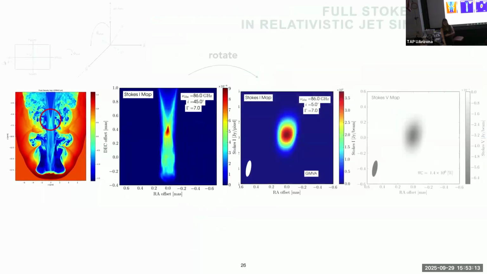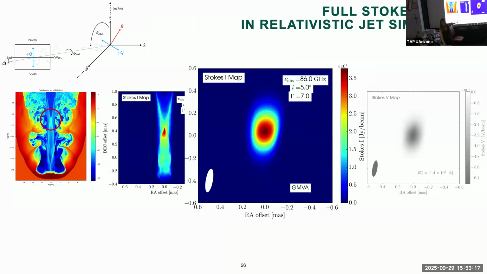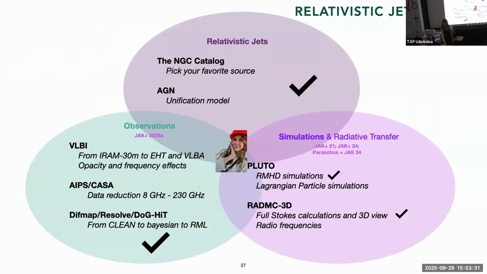And since my simulations are three-dimensional, we can actually rotate it. So from a radio galaxy point of view, we can now have a line of sight looking right into the jet itself. And since it is polarization, we can also mimic the circular polarization. Okay, so we are basically done with the theory. We talked about the simulations and the radiative transfer a little bit.